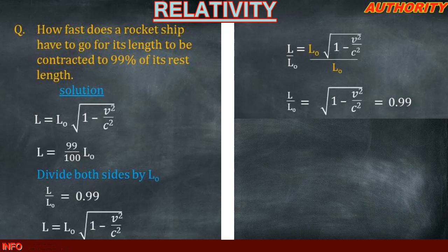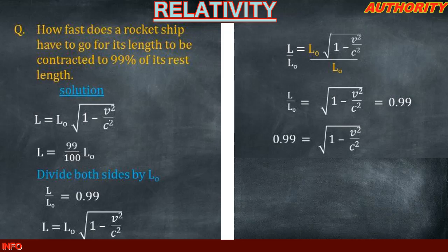Hello, we have solved. I will say that L over L naught is equal to 0.99. And here we said again that L over L naught is equal to the square root of 1 minus v squared over c squared. So that means we're going to say that 0.99 is equal to the square root of 1 minus v squared over c squared. Is that true? Yes.